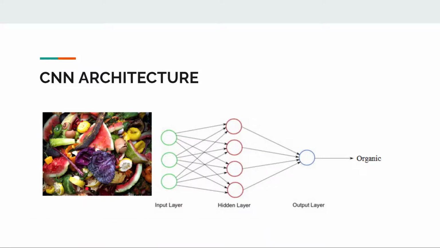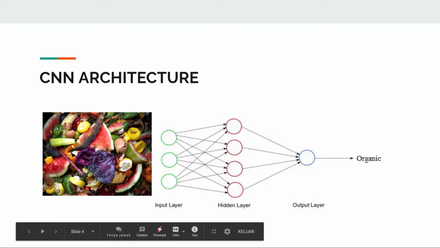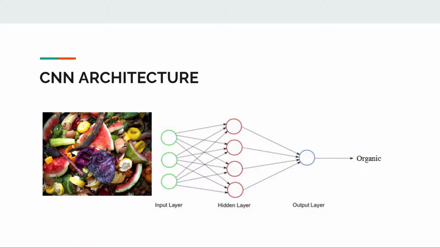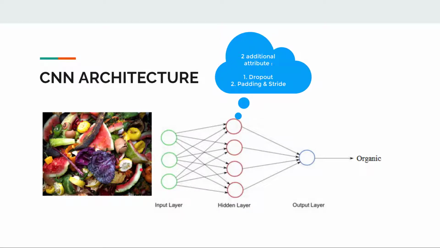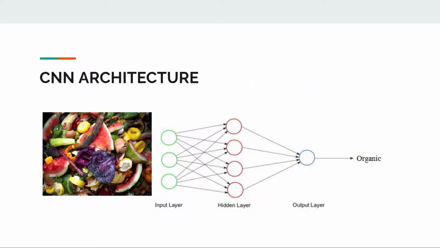This is the CNN architecture. The CNN architecture that we built has 4 convolution layers. The inputs are images that have the same resolution, using ReLU for the activation function and a sigmoid function. We use additional attributes such as dropout, padding, and stride. Dropout is used to reduce unnecessary hidden layers, so the model becomes a good fit and more accurate. Padding and stride are used to make the training process faster.